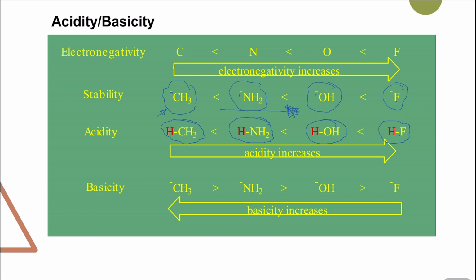On the other hand, the basicity will increase as the stability of the conjugate base decreases. So fluoride is less basic than OH, which is less basic than NH2, which is less basic than CH3. So the more stable the conjugate base, the less its basicity.